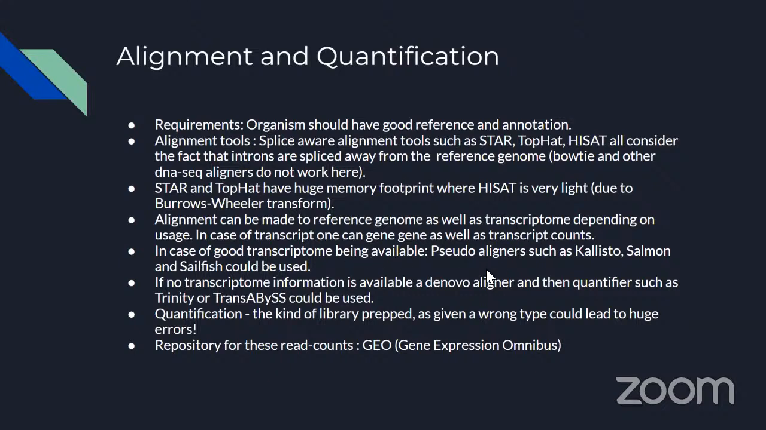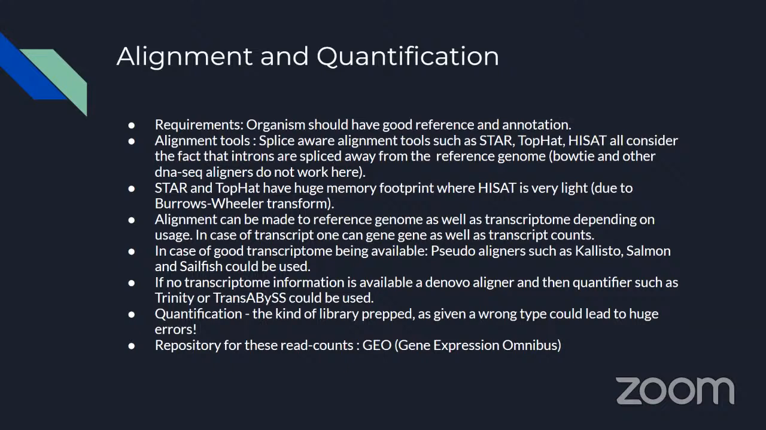And there are pseudo aligners that are specific for transcripts, for example, Kallisto, Salmon, and Sailfish. These pseudo aligners, like I said, do not completely align. They do not create a BAM file. What they do is give you the read counts that you want to use for downstream processes. So all of these are the choices you would look at when you have a reference genome as well as a very good annotation GTF.